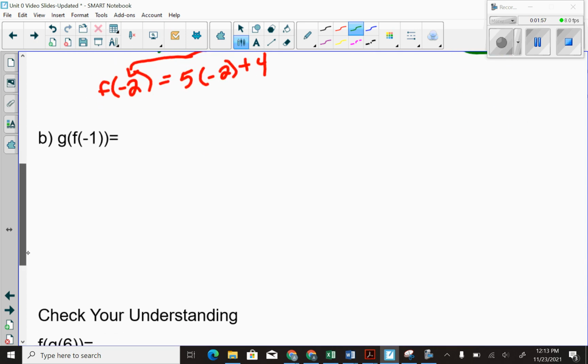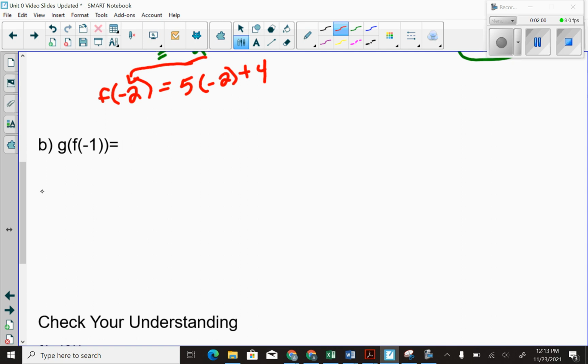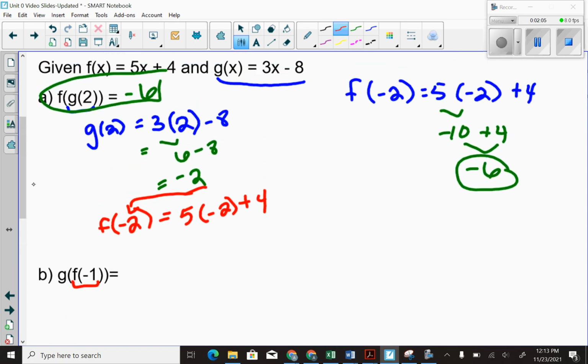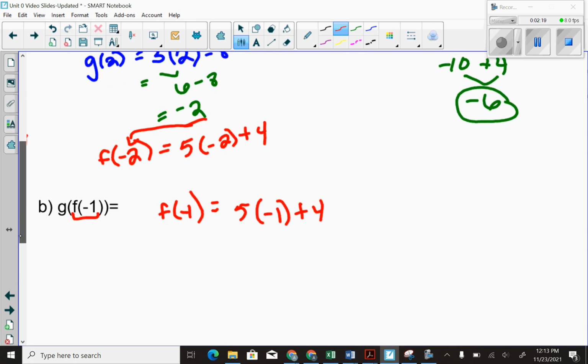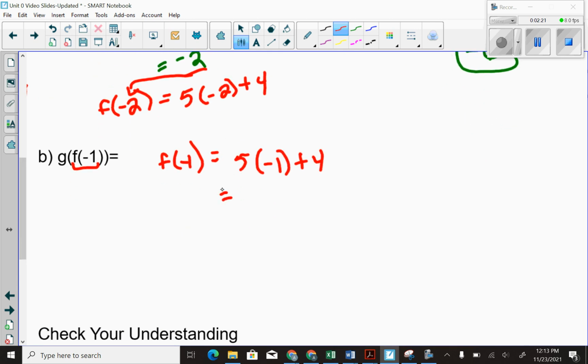So now we have g of f of negative 1. So I want to start with f of negative 1. So that function is 5 times negative 1 plus 4. So 5 times negative 1 is negative 5 plus 4. Negative 5 plus 4 is negative 1.